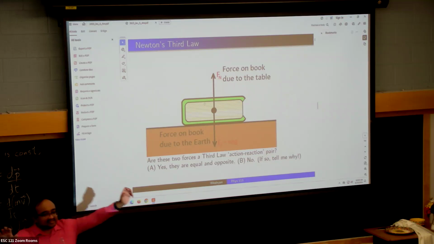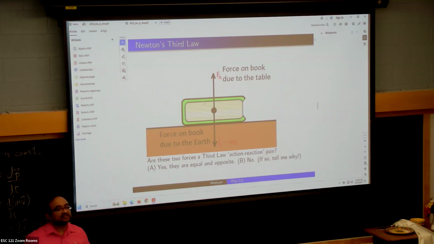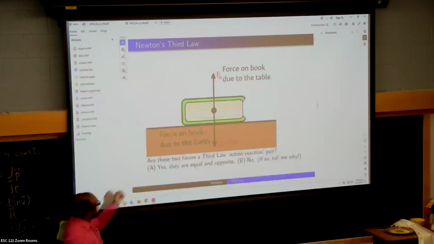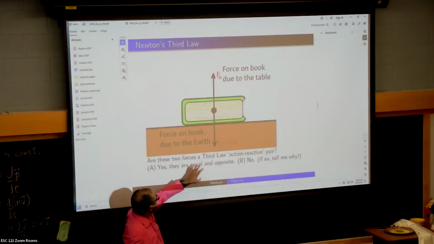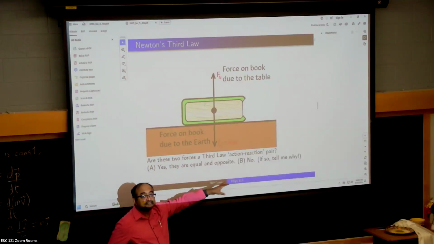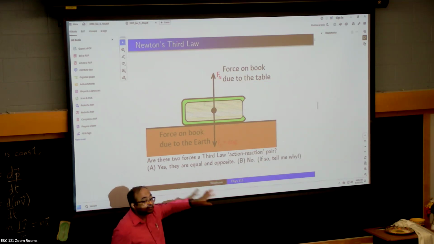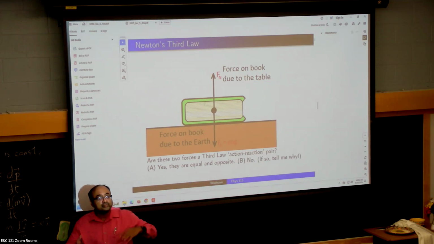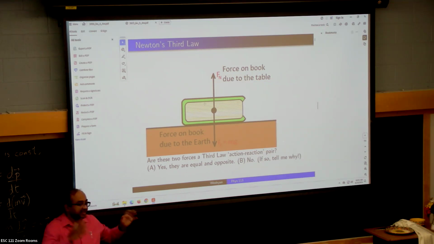All right, let's see what people think. Okay, mostly B. B is correct. It is true that these forces are equal in magnitude and opposite in direction, but that is not enough to make them an action-reaction pair. An action-reaction pair always has to be of the form F of A on B and F of B on A.